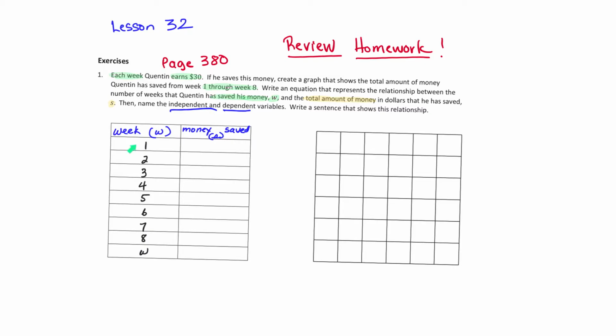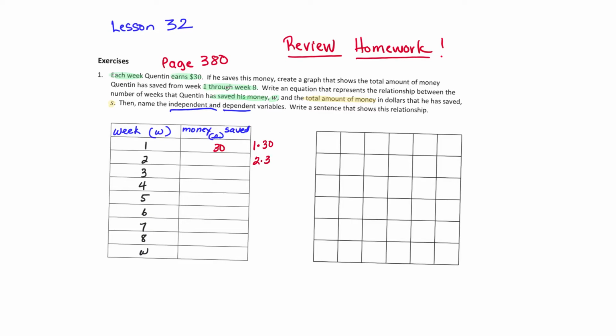So here in the first column we have week 1, week 2, week 3, week 4, all the way to 8 because they wanted us to keep track all the way to 8. I left the last one so that we can determine any number of weeks. We also know that each week this person is saving $30. So we're going to do 1 times 30. That should give us $30.